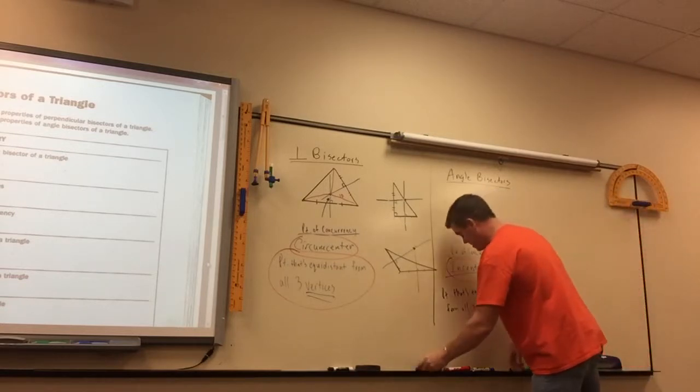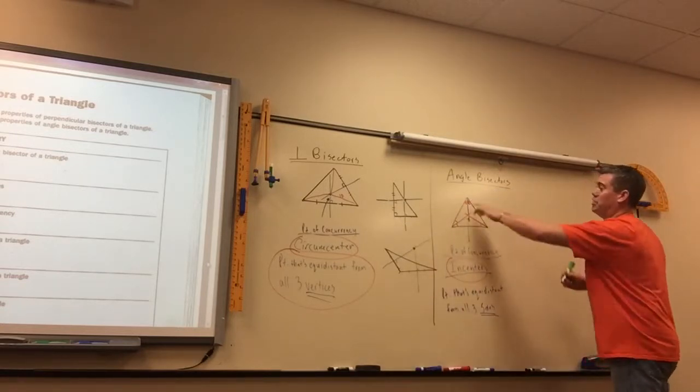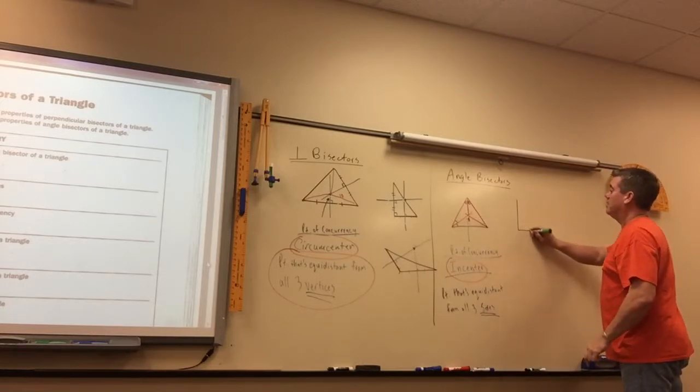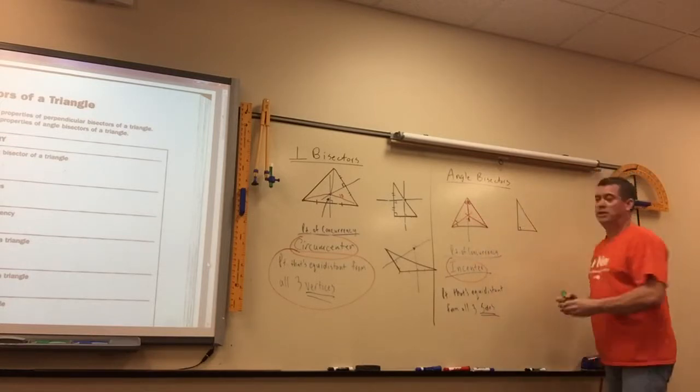Now an angle bisector, or when you draw them, if it's a right triangle, where do you think it'll lie?